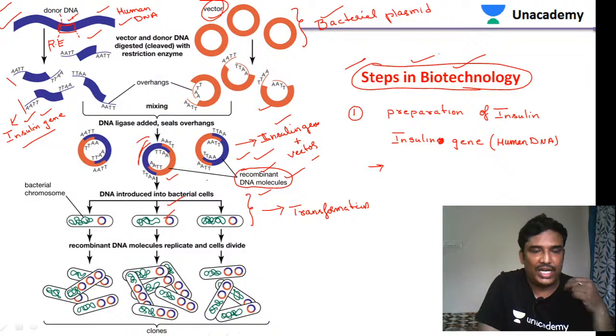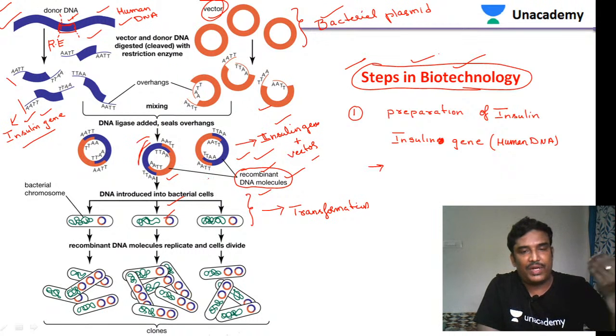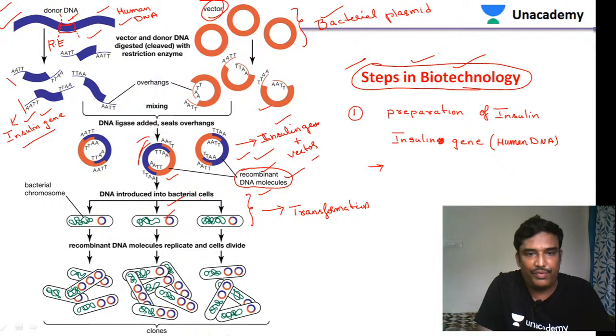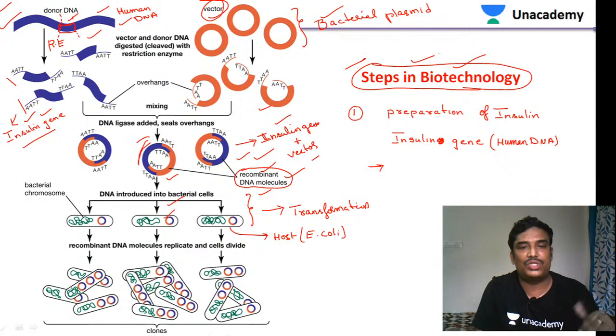The recombinant DNA cannot multiply outside, so it has to be transformed into a host. Now which is the host used here? Generally, E. coli is used as a host.